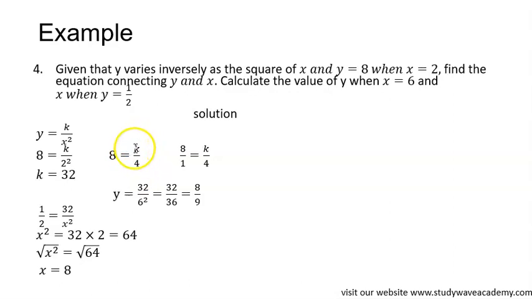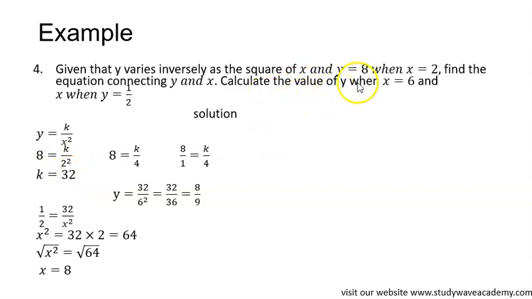Now we are to look for k only. So how do we do it? We make 8 into a fraction, so it's 8 over 1. Now we cross multiply. k times 1 is k, and 8 times 4 is 32. We cross multiplied: k times 1 and 8 times 4. k times 1 is k and 8 times 4 is 32. So we have gotten k.